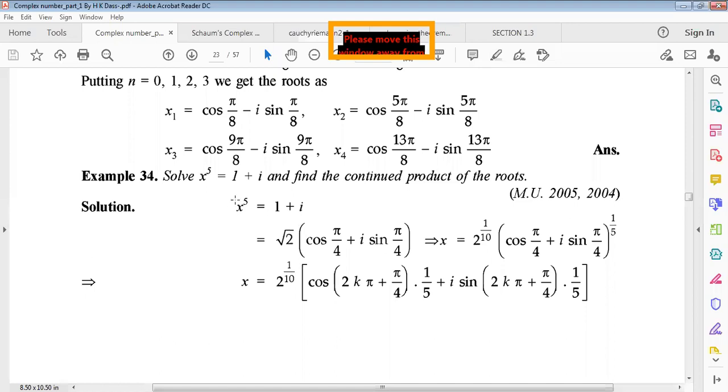So taking the 1/5 power on both sides, x equals 2 to the power 1/10 times (cos π/4 plus i sin π/4) to the power 1/5. Now 1/5 can be multiplied with this angle. But this angle can be written as 2kπ plus π/4. Now by using de Moivre's theorem, this power will be multiplied with this angle.